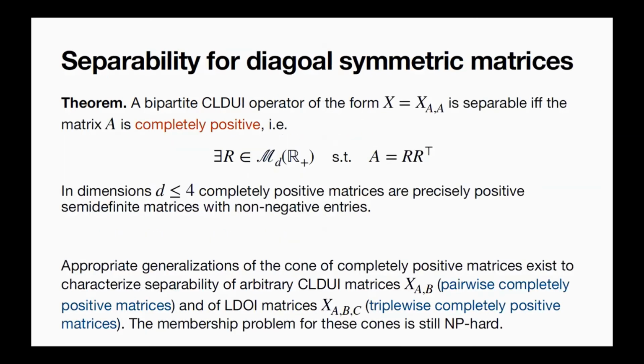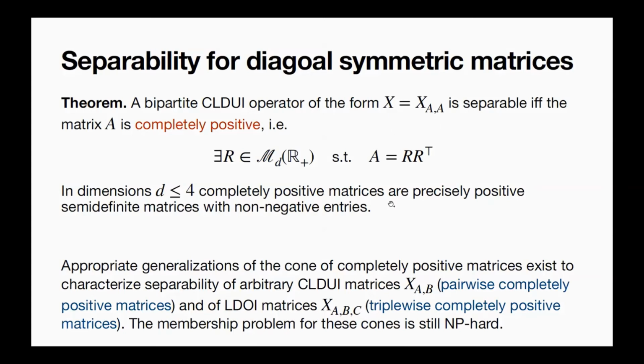And this already allows us to prove a result which was already known in a different form, which is the following one. So imagine that I'm taking A equals B. I want to intersect these two positivity conditions. So I have a matrix X, which is of the form X_AA. It's built off of the same matrix. And I can characterize the separability of this matrix, this bipartite operator X, in terms of the matrix A.